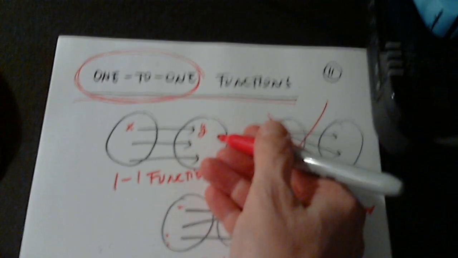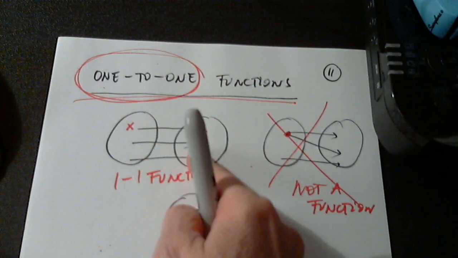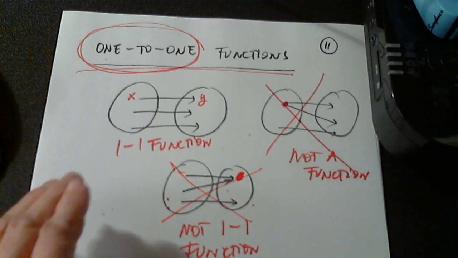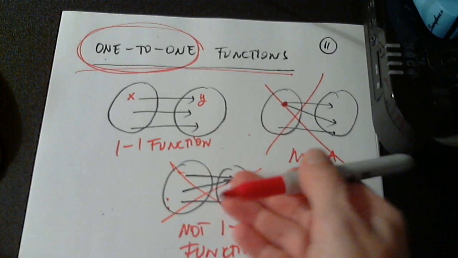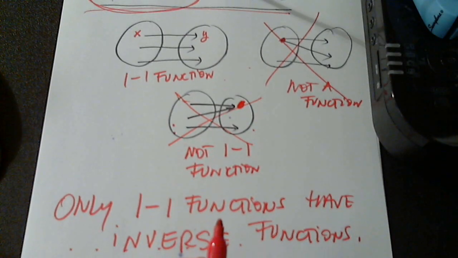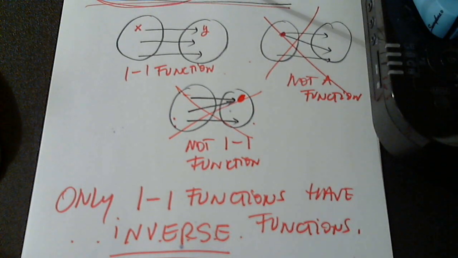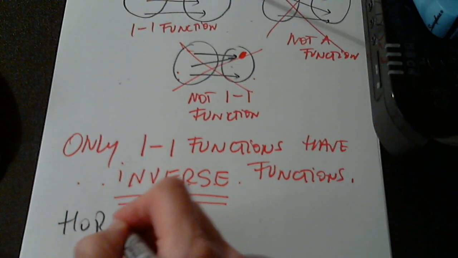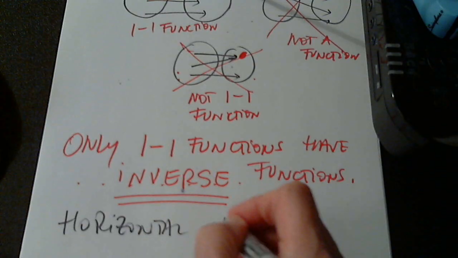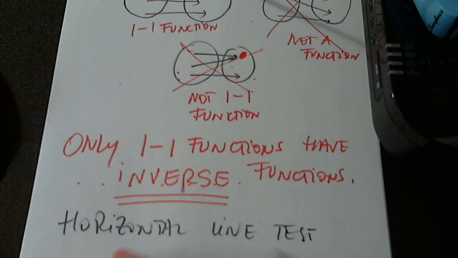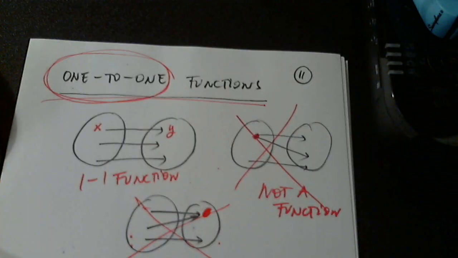Like here, I can create an inverse function from here, here. Here I cannot, because it will not be a function. If I look from this side, it will not be a function. This one I don't even need to talk about. Only one-to-one functions have inverse functions. And this is by the horizontal line test, not vertical line test, horizontal line test.